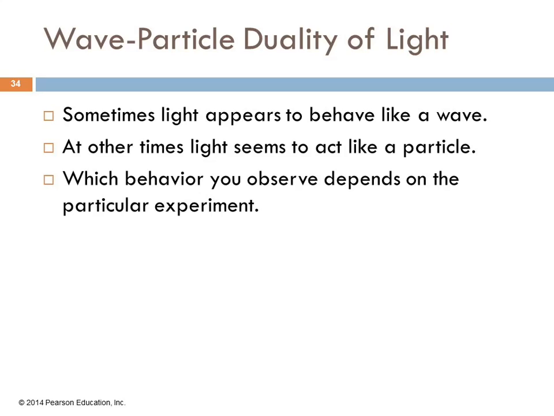Okay, wave-particle duality of light. Sometimes light behaves like a wave. We see it interacting with prisms and diffracting and doing all these things that waves do. But at other times, light acts like a particle. The photoelectric effect is light acting like a particle. Light acting like a wave does not explain what happens with those electrons getting kicked out. So which behavior you observe depends on the particular experiment.